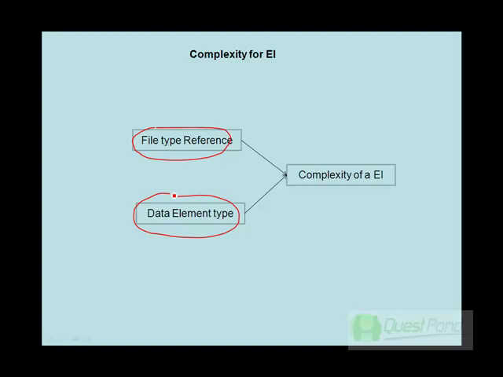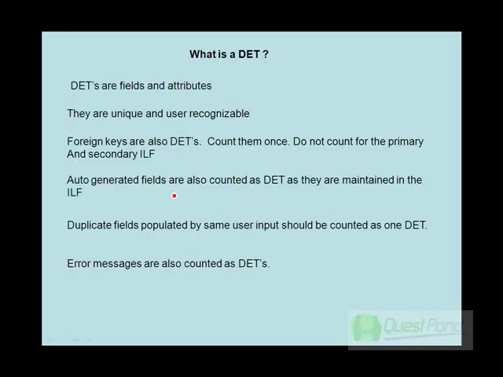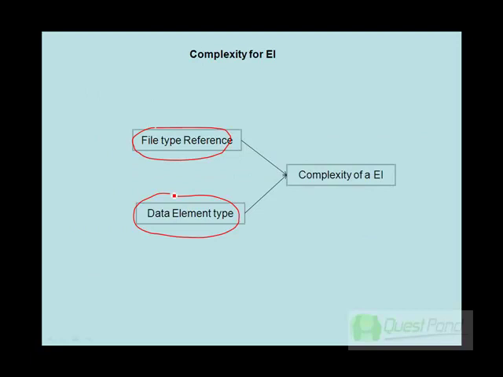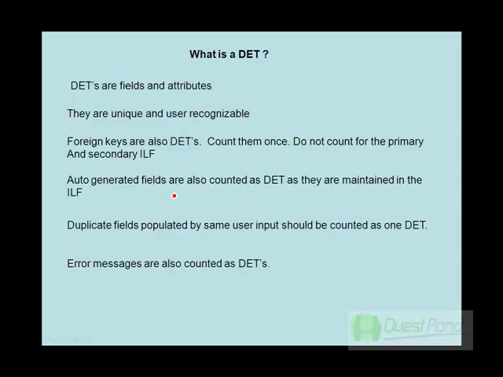But for now, remember that the complexity of an EI will depend on the FTRs and DETs, because it's possible that you have a complicated transactional screen, and it's possible that you have a simple screen which does only master table update. So we definitely need to segregate the complexity of both of these EIs. So first, one of the important elements is the DET. We'll first understand the fundamentals of DET.